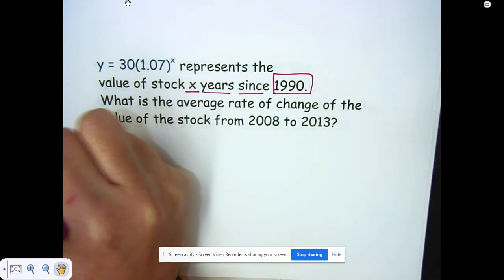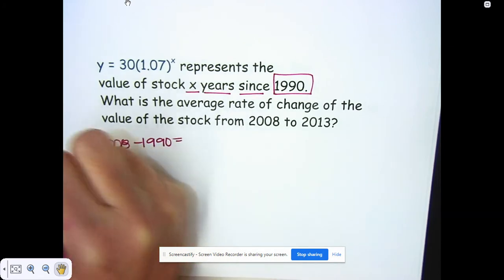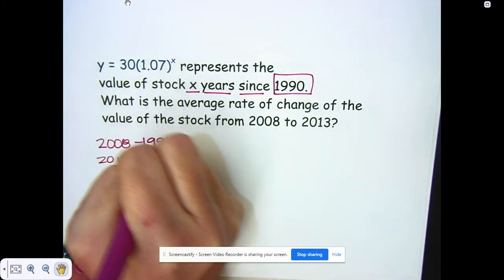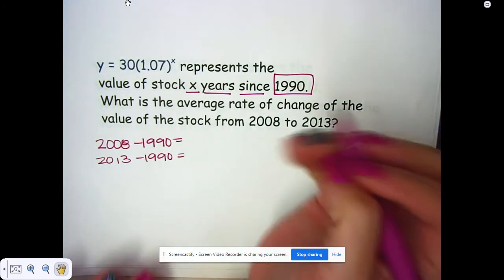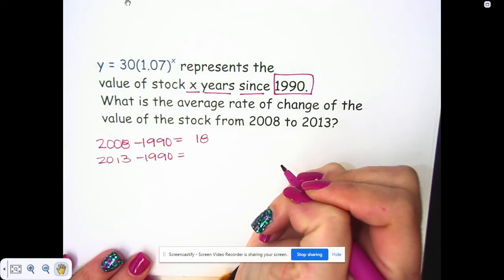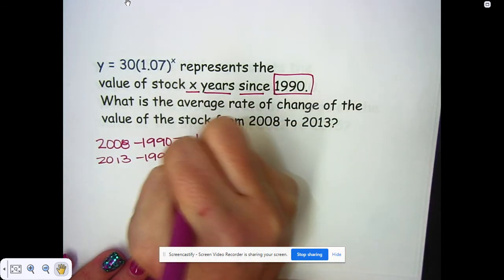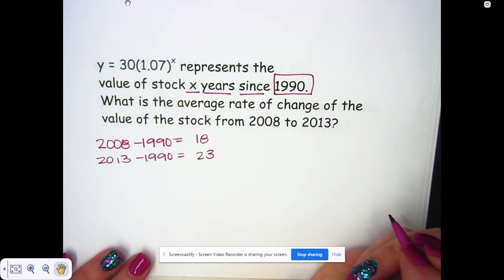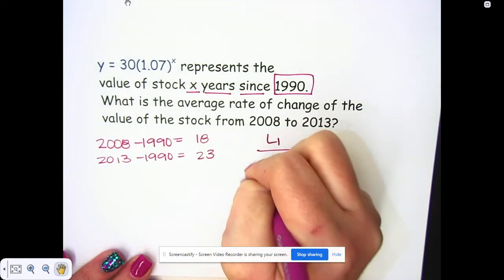So to get our x numbers, you'd have to do 2008 minus 1990 and 2013 minus 1990. Okay, so that's going to give me 18 and 23. So those are our x's. Those are going in L1.